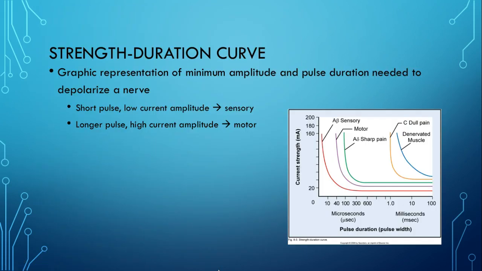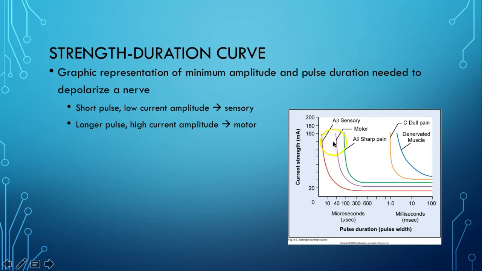Next, we'll talk about the strength duration curve. It gives you a good explanation in your book, and I'd encourage you to read this. And under the clinical pearls, it'll basically sum up what we need to know. Here's the graph showing you the minimum amplitude and pulse duration needed to depolarize a nerve. So when we have a sensory nerve, like our A beta nerves, it's a short pulse with a low current amplitude. So that's a short pulse duration, and it needs very little intensity in order to stimulate it.